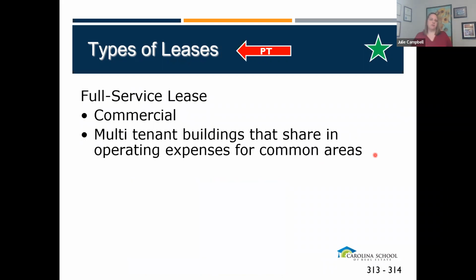We also have a full service lease. Again, a commercial lease. This is when you have multiple tenants in the same building. So think of an office park, for example, an office building. Part of the rent goes towards maintaining the common areas. Maybe you have a common janitorial staff that cleans the whole building. Maybe you have common restrooms. Maybe you have a common maintenance man, one maintenance person that maintains the whole building. Rents go towards paying for those janitorial fees and the maintenance persons.